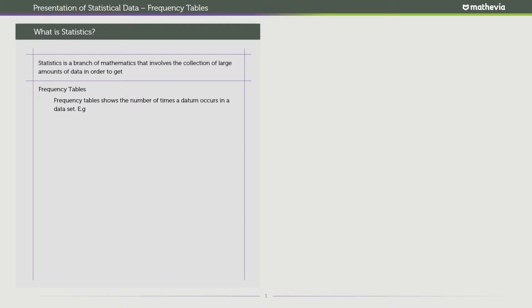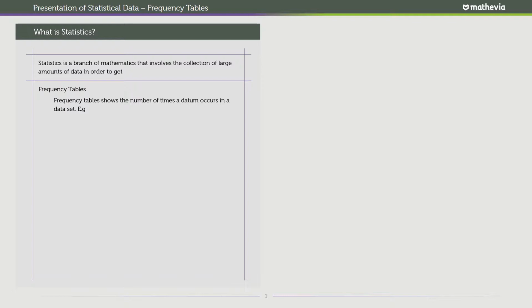Frequency tables show the number of times the data occurs in the data set. So from these 1,000 people, you would be working to find how many times a particular data occurs. Let's pick out 5 items. We want to find out how many times people buy 5 items, so we'd be looking to find the frequency of 5 items.